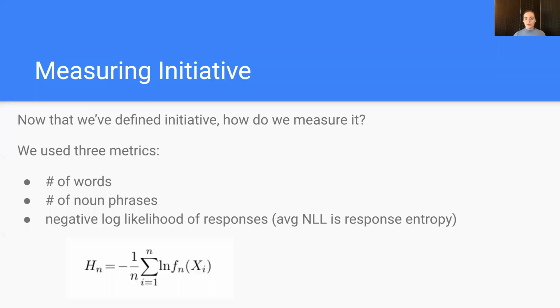Now that we've defined initiative, we propose 3 metrics for measuring it. The number of words in a user utterance, which represents the amount of information the user is sharing. The number of noun phrases, which we use to distinguish between long contentful utterances and long non-contentful utterances, such as, I guess I'm not really sure. And the negative log likelihood, or entropy of responses. We chose entropy as a metric because in theory, when the bot constrains users more, we will observe a small number of high probability utterances, for example, yes or no, leading to lower total entropy. On the other hand, when the bot constrains users less, we would expect to see a large number of low probability utterances, leading to higher entropy.